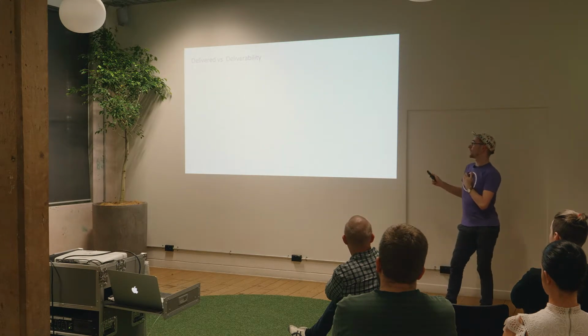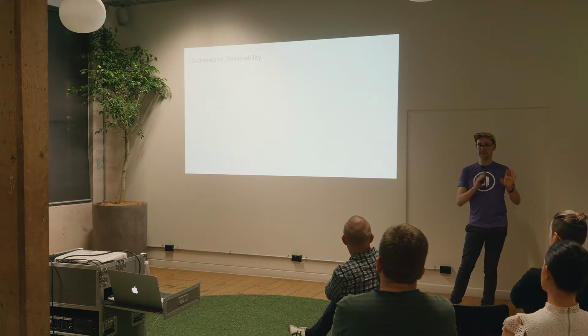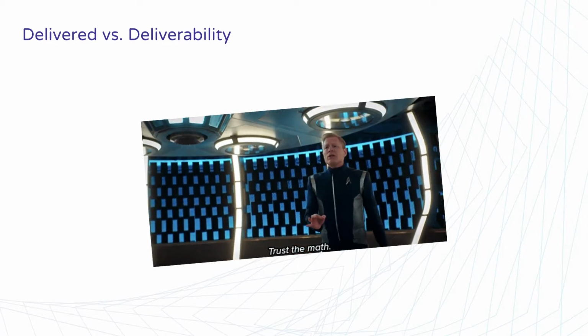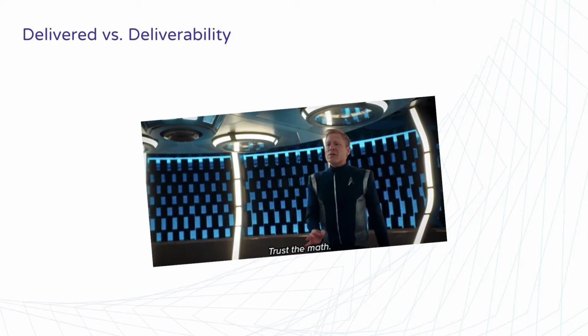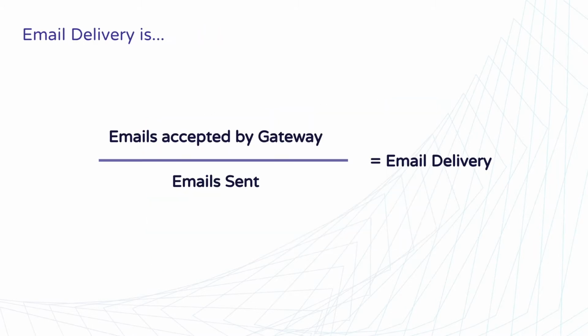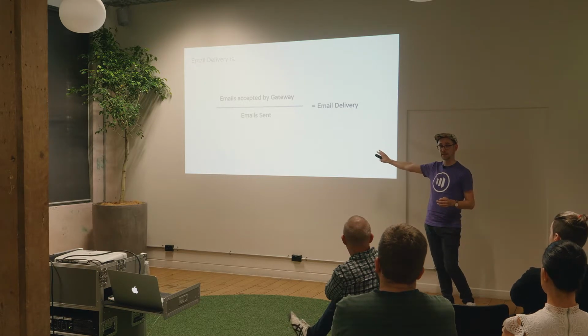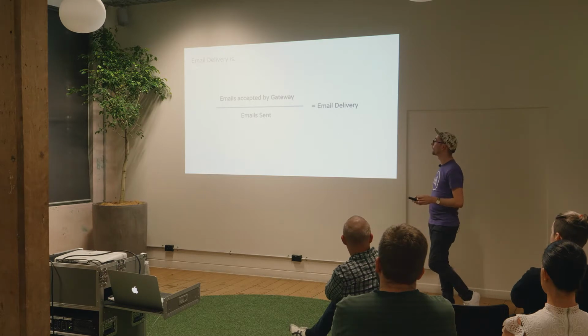What we now need to quickly talk about is the difference between delivered and deliverability. It can get a little bit confusing, so I need you to just trust me on this one. Email delivery is the number of emails accepted by the gateway divided by the total number of emails sent. This is what I just said before. This is what Marketo will show you. So when you see the delivered stats in an email report, this is what you see.